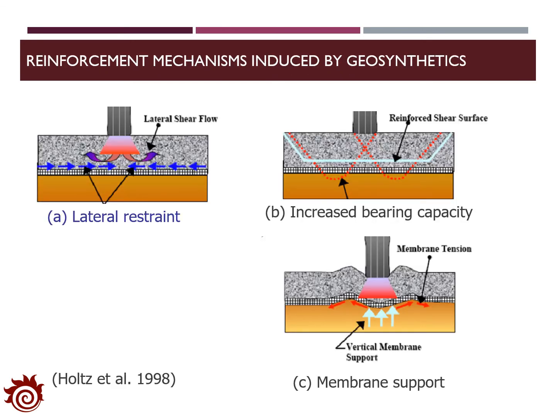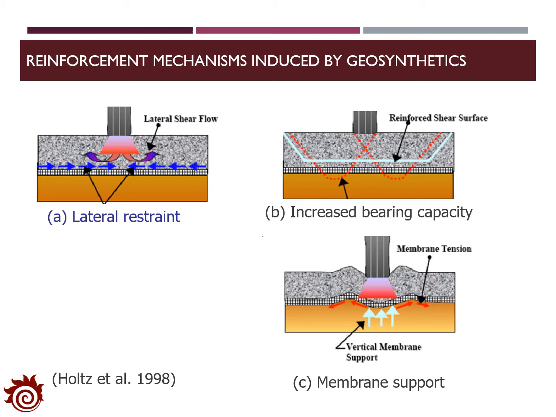Generally, the reinforcement functions of geosynthetics can be attributed to three mechanisms to improve soil properties for road pavement. The mechanisms include lateral restraint to shear flow, increased bearing capacity, and tension membrane effect to support road pavement.